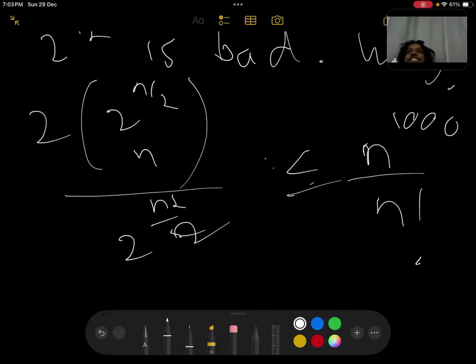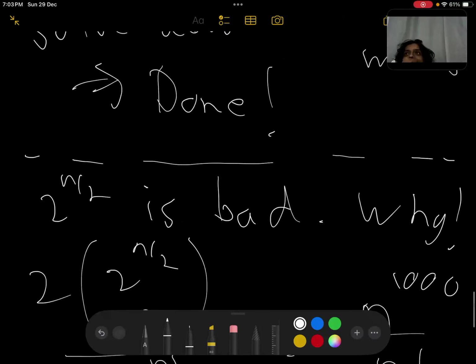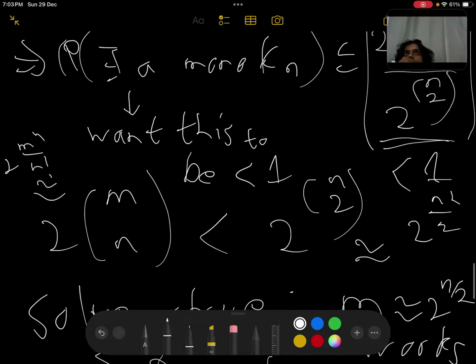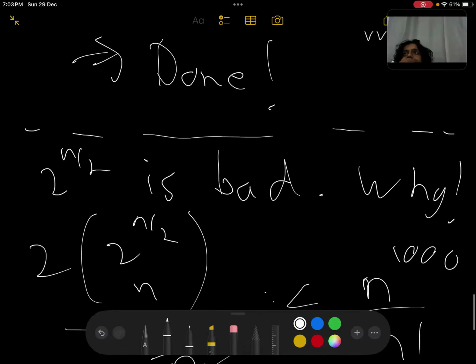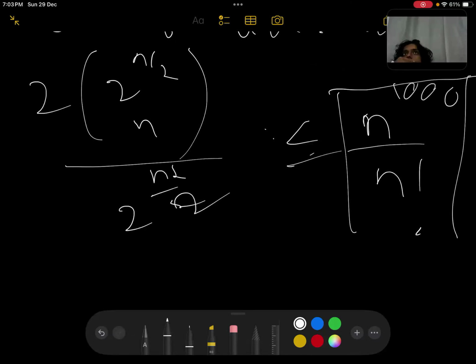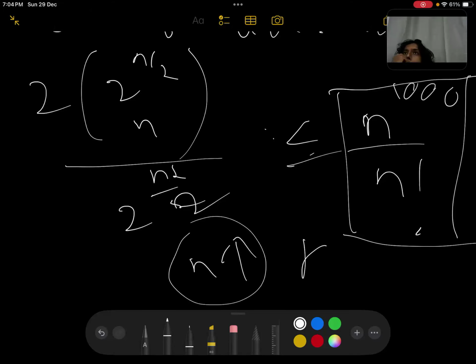And what we had said is if n is large, this is less than 1. The idea is that if n goes to infinity, this goes to 0. And what that means is that if n is very large, and you color K_m randomly, then there's a very high probability that there is no K_n.